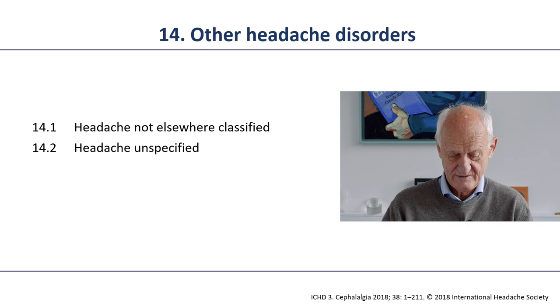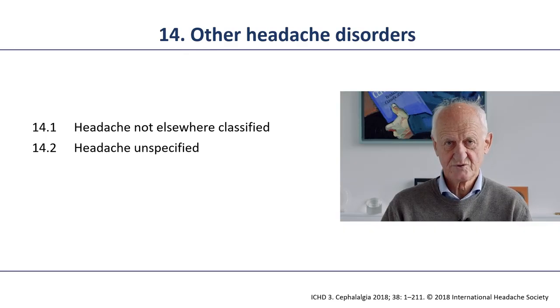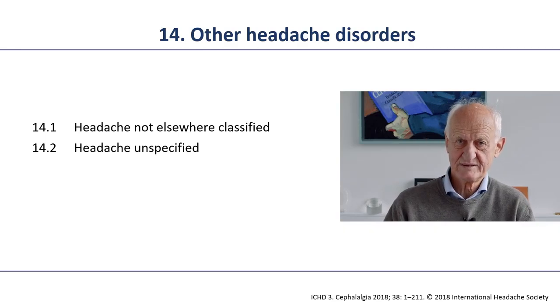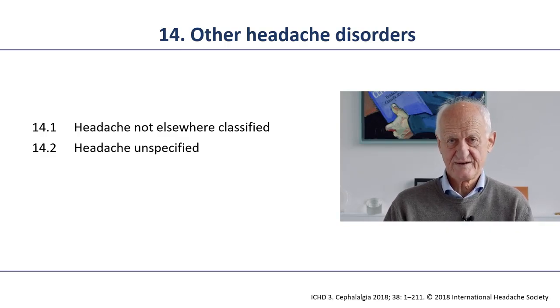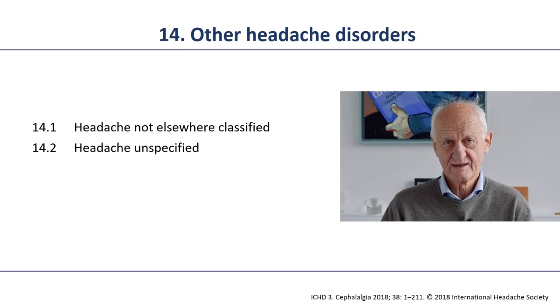The other is called headache unspecified, and that is meant for patients where you just don't have the necessary information. Let's say you do a chart review and you want to classify the patients with headache, but in the chart you just don't have the necessary information. Then you can use this diagnosis, headache unspecified.